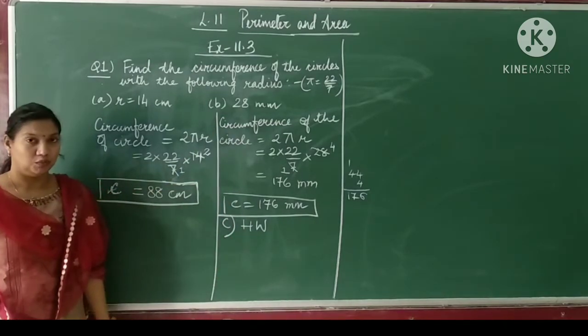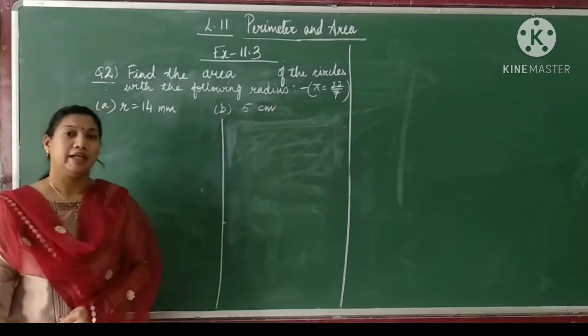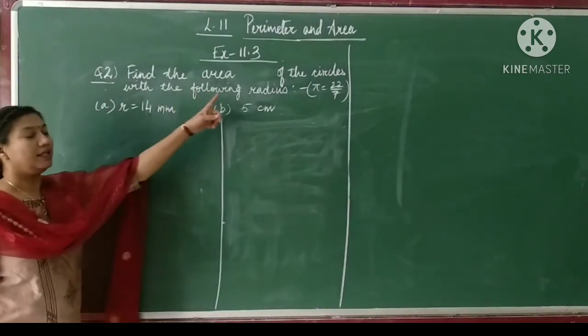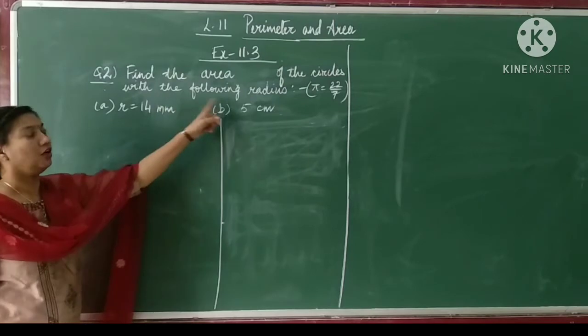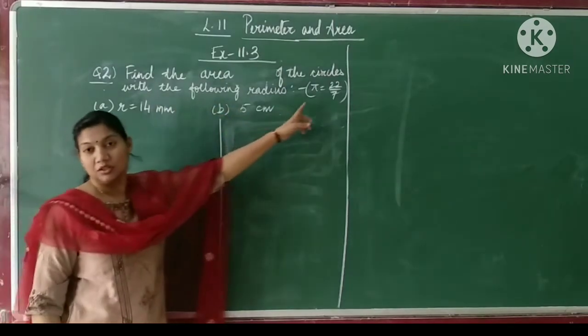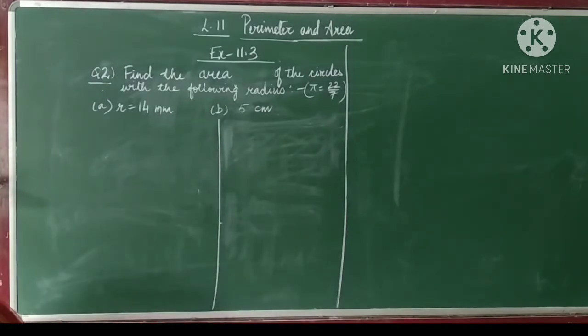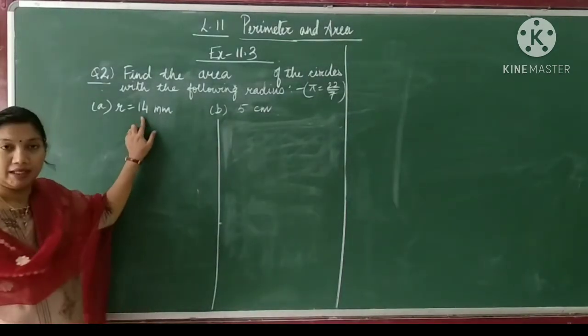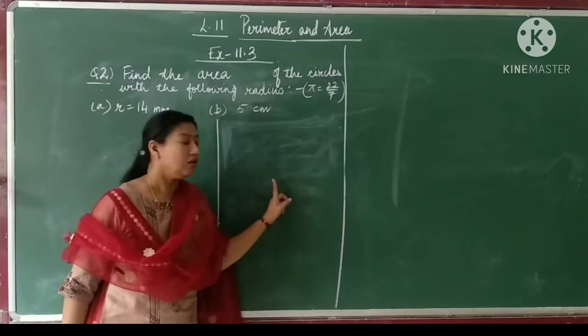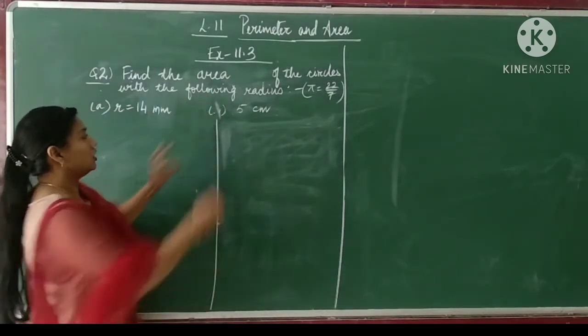Homework in your notebook. Now moving on to the next, question number 2. Find the area of the circles with the following radius, and use pi is equal to 22 by 7. It is given only in question A. It is not given in question B or C. I think this is question number C.